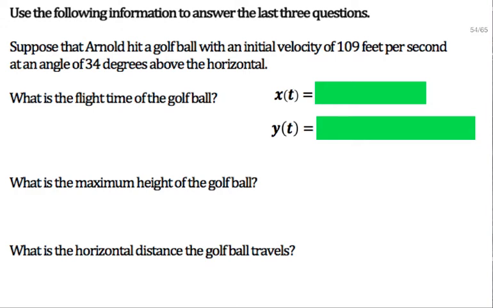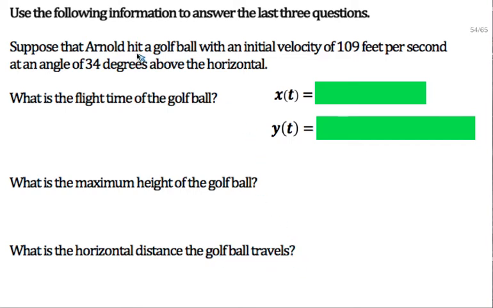Okay, the last three questions all rely on the same problem situation here. Suppose that Arnold hit a golf ball with an initial velocity of 109 feet per second at an angle of 34 degrees above the horizontal. Okay, so you have three questions. You want to know what is the flight time of the golf ball, what is the maximum height of the golf ball, and then what is the horizontal distance that the golf ball travels.